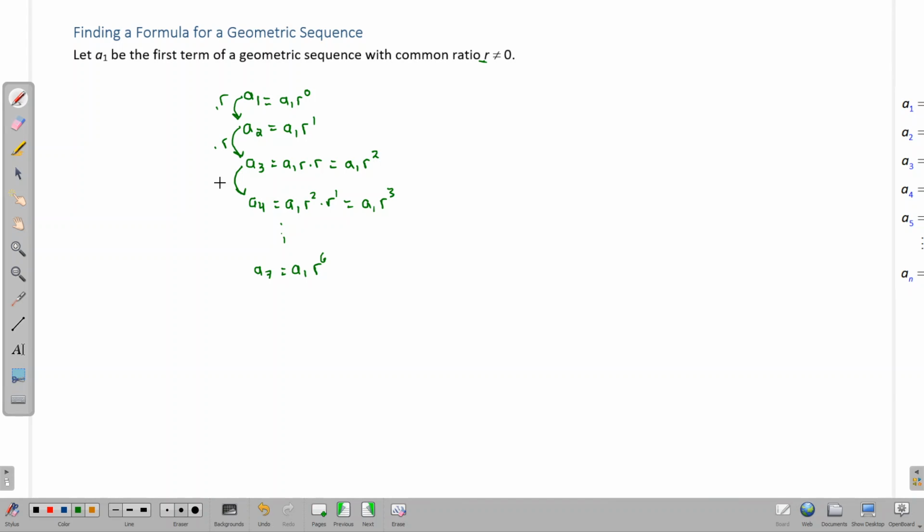So you can see to get the 4th term here, we had to multiply by r 3 times. That's where we're getting r cubed. To get all the way down here, we would have multiplied by r a total of 6 times to get to the 7th term. Okay, but we want to keep this thing going.